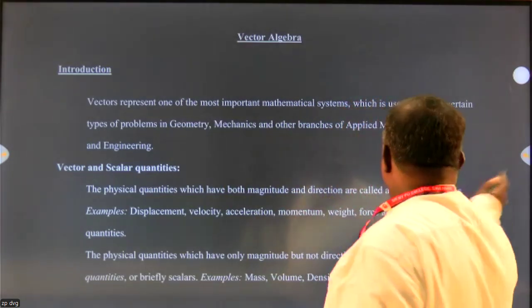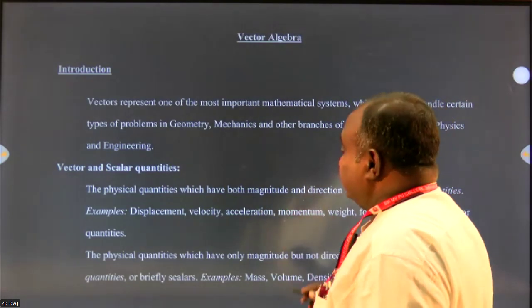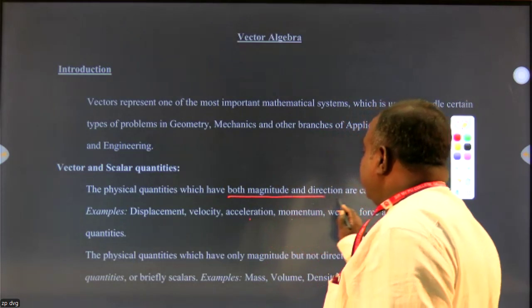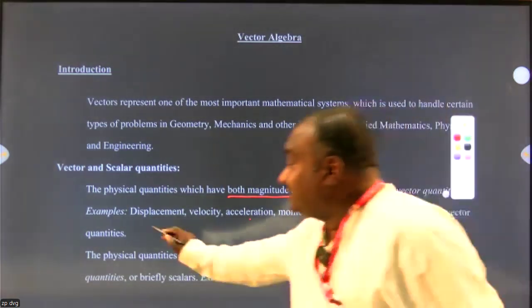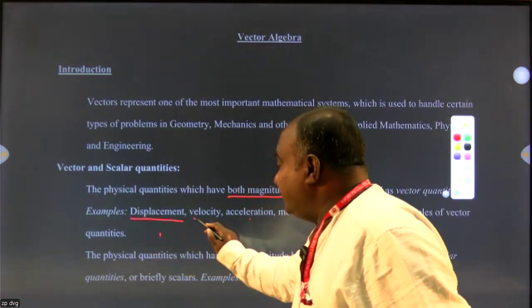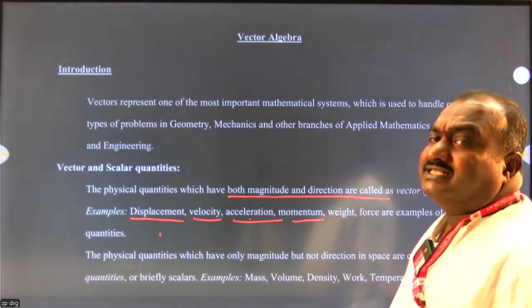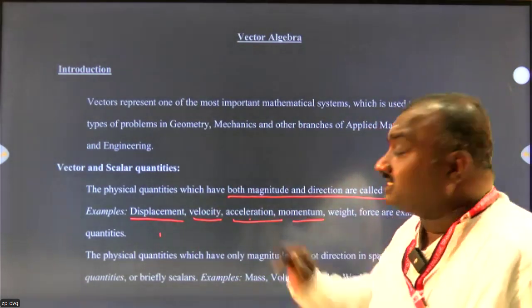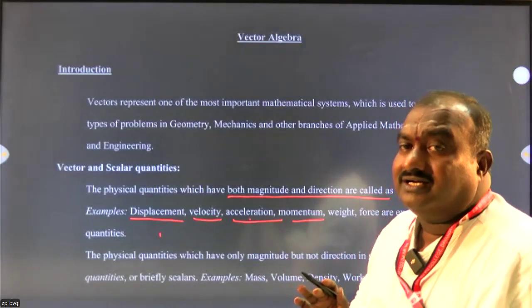Both magnitude and direction is called a vector. For example, displacement, velocity, acceleration, and momentum are all vector quantities. Then what is a scalar? A scalar is a physical quantity which has only magnitude but not direction.